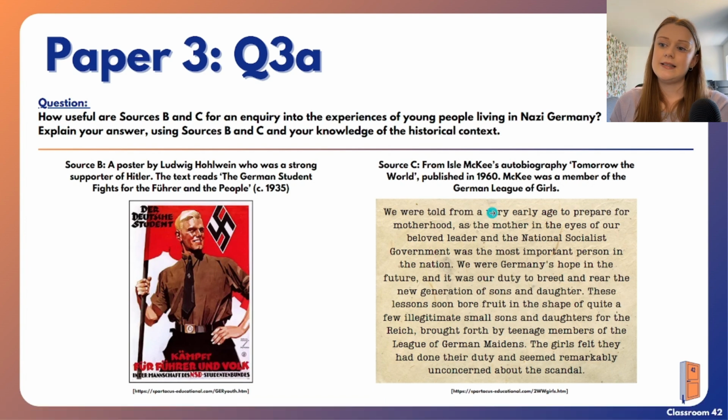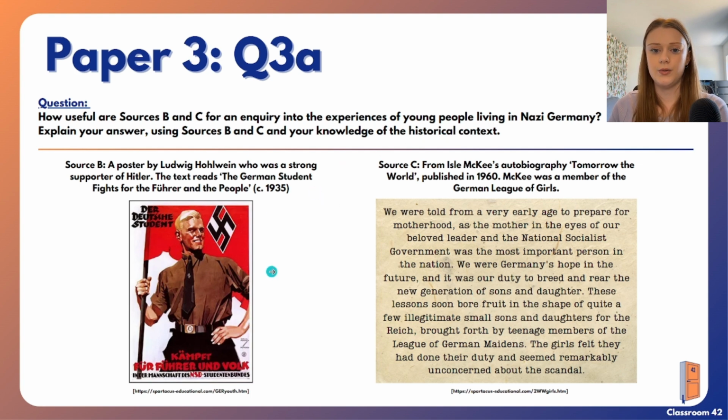So let's have a look at an example question for this one. Our question is: how useful are sources B and C for an inquiry into the experiences of young people living in Nazi Germany? You can see our theme or topic is young people living in Nazi Germany, and we've got our sources here. As always, the question gives us a little bit more: explain your answer using sources B and C and your knowledge of the historical context. That shows that as well as including content from sources B and C, we also need to bring in our own historical knowledge.